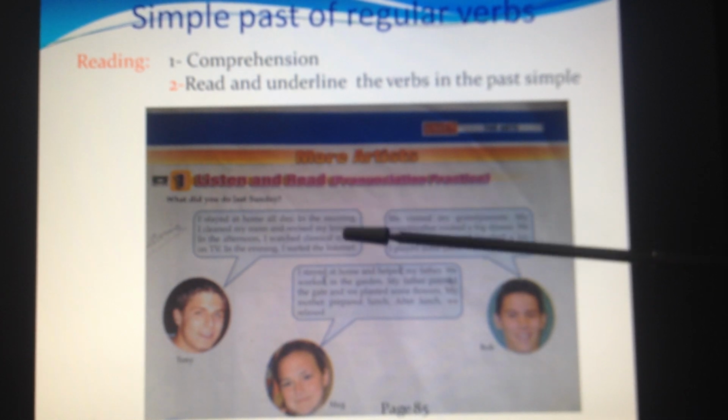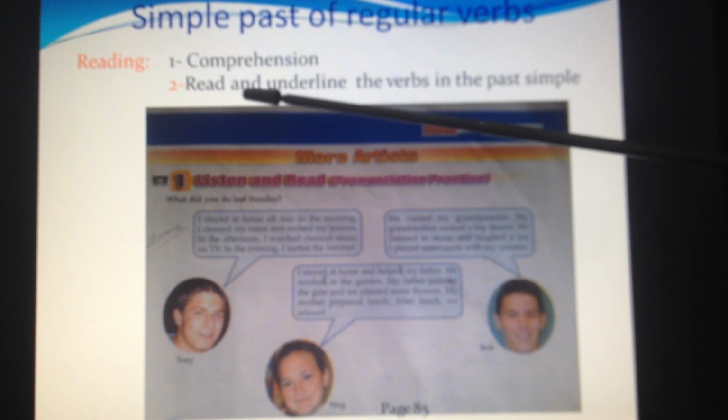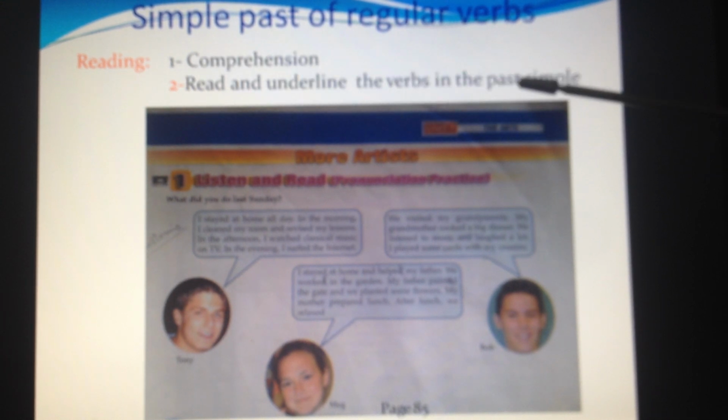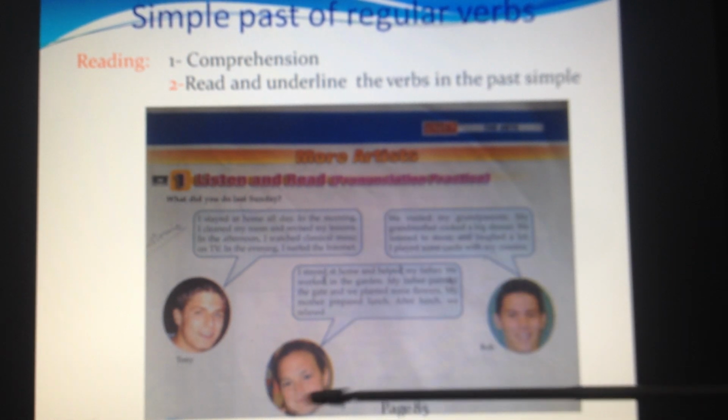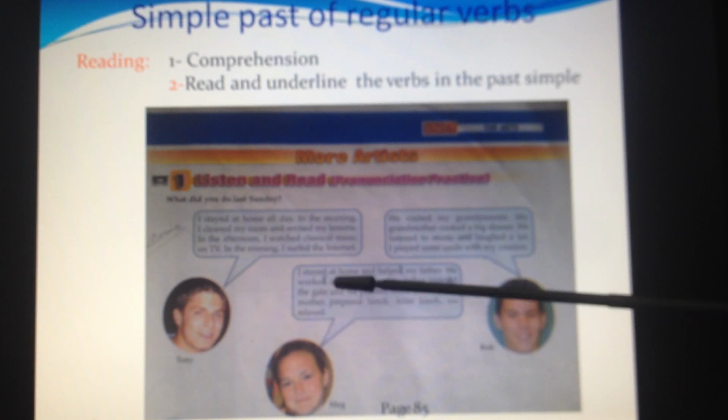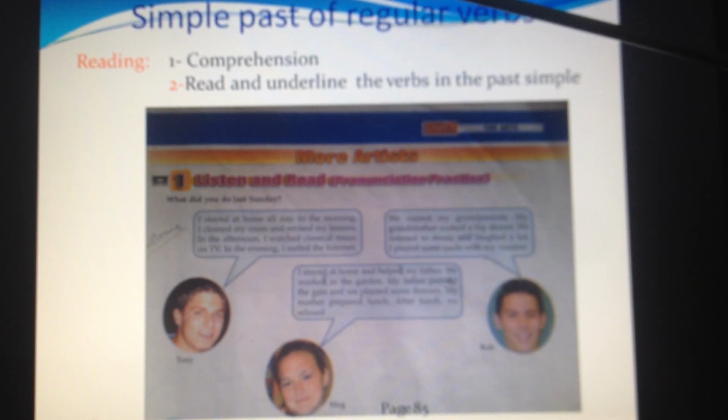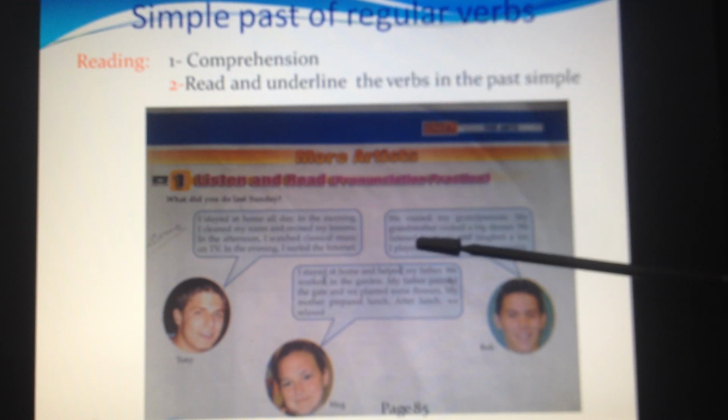Okay? Excellent. Next question. Let's read the text and underline the verbs in simple past. Again, you can always go back to page 85. There are some other questions you can do to understand the text more. So read the text and underline the verbs in simple past. Again, you can pause the video, and once you finish, get back to the video for the correction.